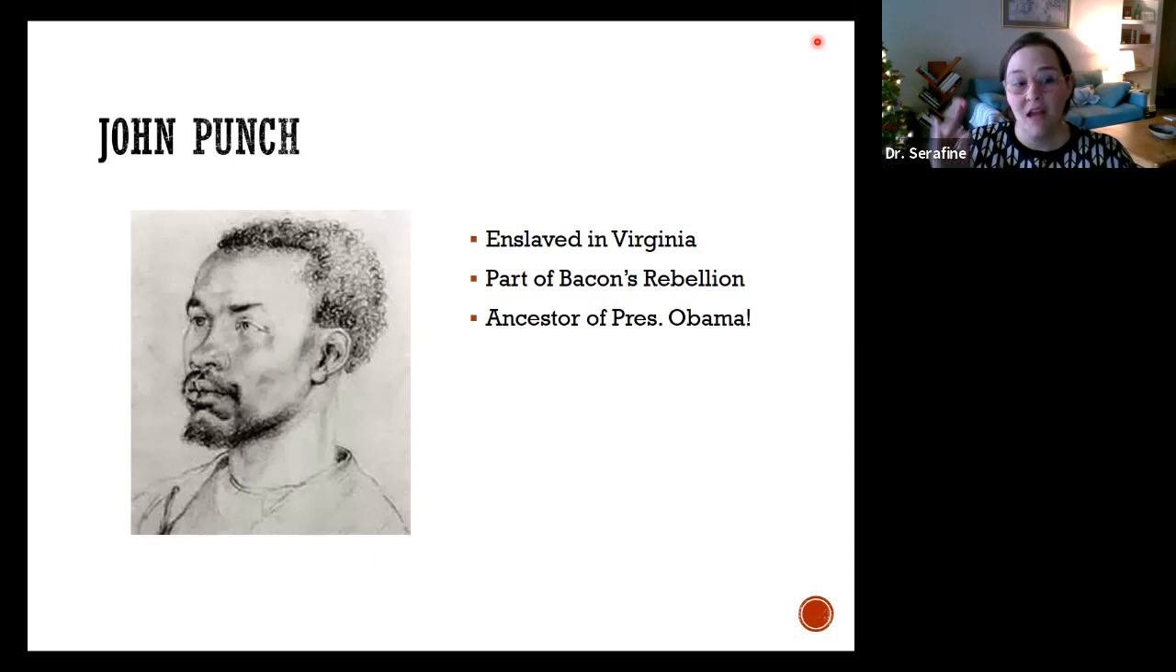We're going to see that accelerate after Bacon's Rebellion, when indentures just seem to be too much trouble for our Virginia elites.